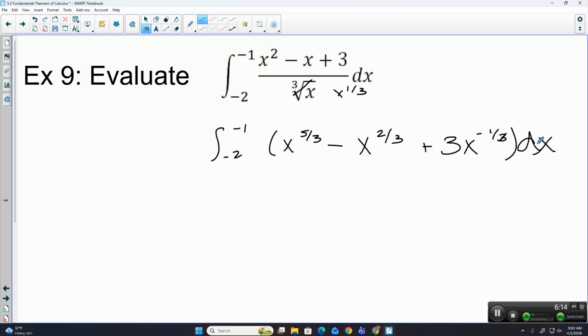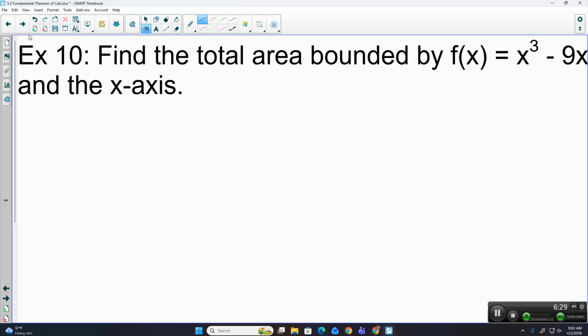And then could you guys integrate and evaluate from there? Okay. So you don't need me to finish this one? Just more practice of what we were doing before. Let's go ahead and do example 10. It's a little bit different.